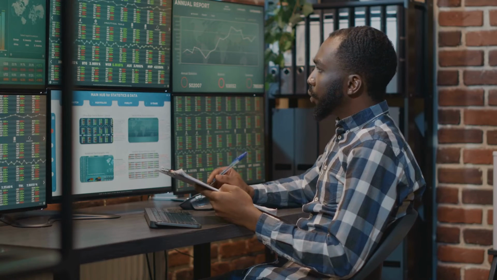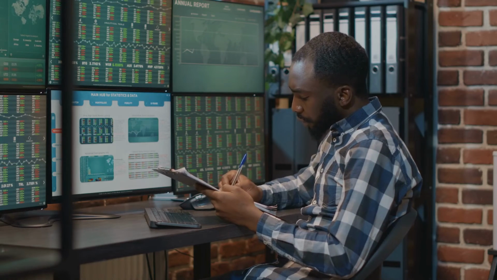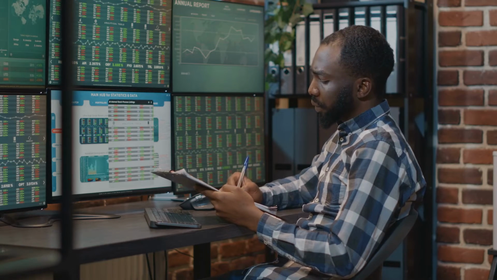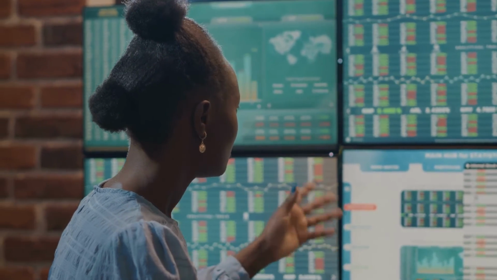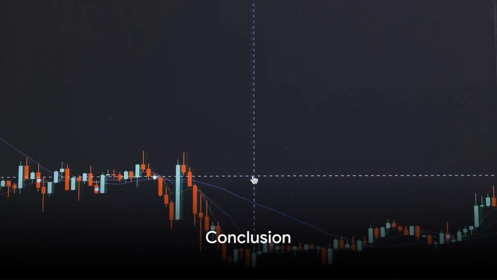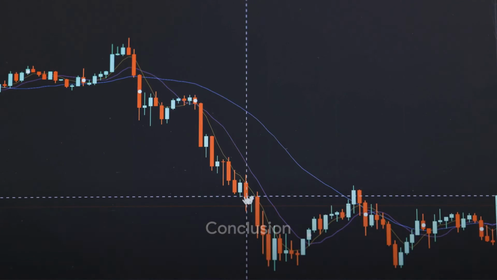With these key points in mind, you are well on your way to mastering the art of trading wedge chart patterns in Forex. Keep practicing, stay patient, and remember, even the most experienced traders are always learning. That's all for today's lesson on trading wedge chart patterns in Forex.